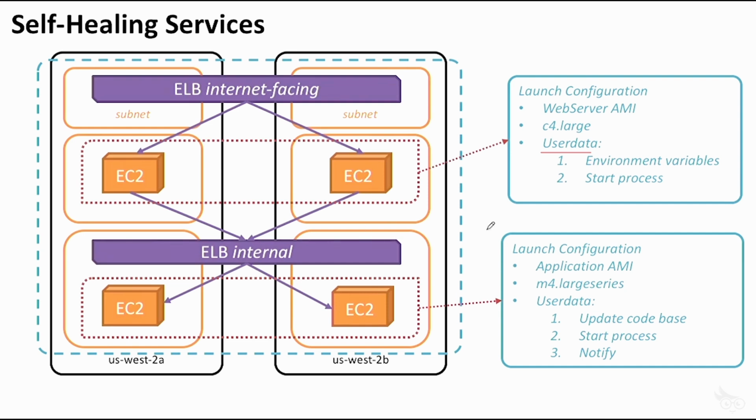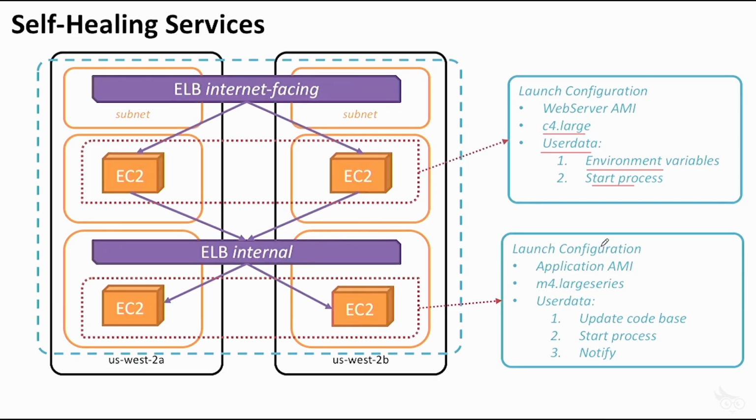So here's an example where perhaps we have a front-end web server tier that needs a little more CPU than it does memory. So perhaps in this tier, we have a launch configuration that uses a C4 large. And the user data just has environment variables and then starts the process. And the process looks to those environment variables to determine what environment it's in, what backend service to connect to, and so on.